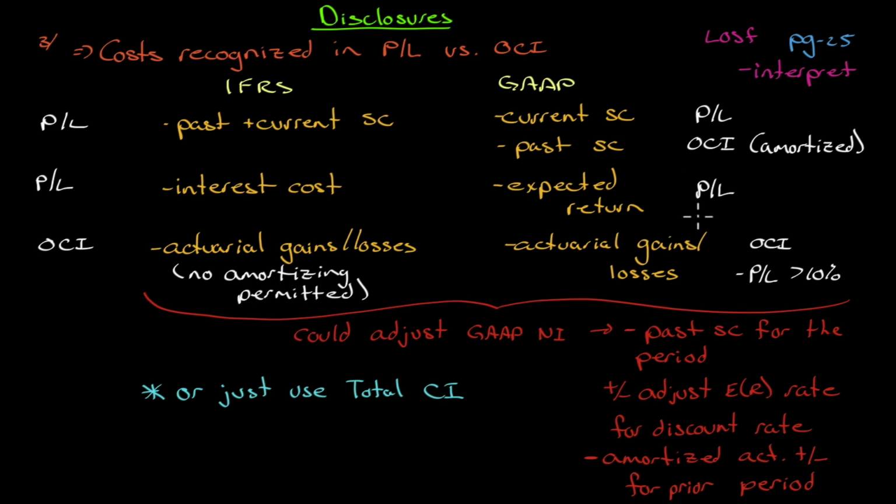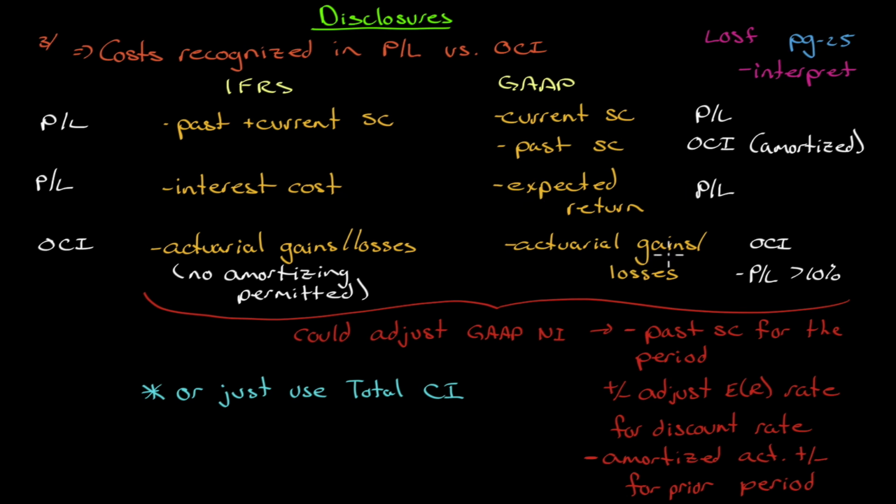GAAP is all over the place, isn't it? The current service cost goes to P&L, but the past service cost goes to OCI and then is amortized to P&L over some future service period. We don't have an interest cost. We have an expected return. That goes to P&L. So if these two numbers are the same between the two companies, then there's no issue. But if they're different, well, then they're not going to be comparable.